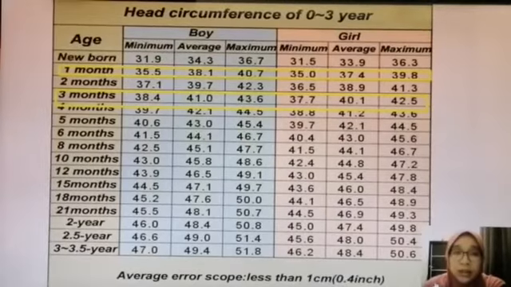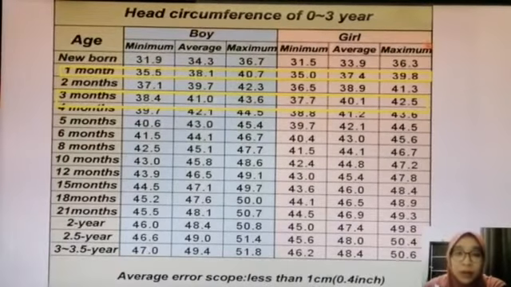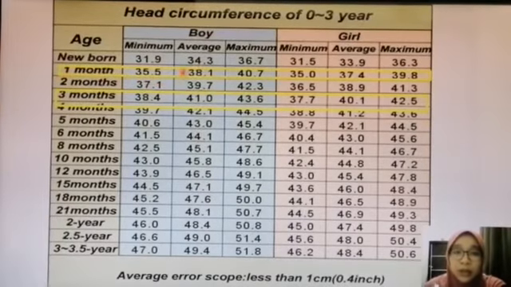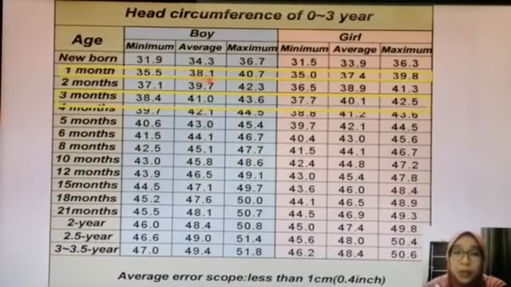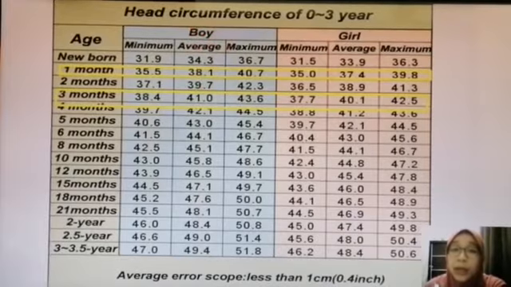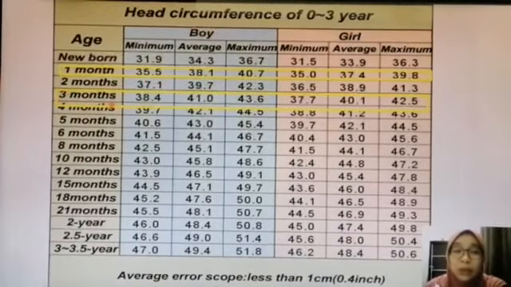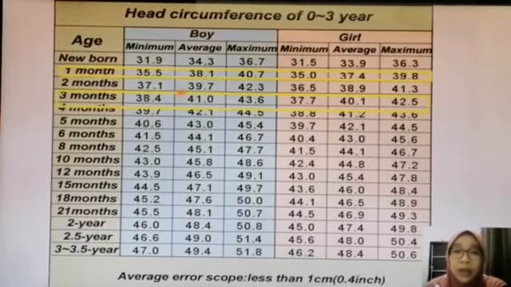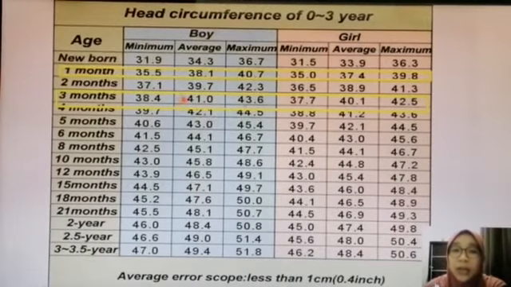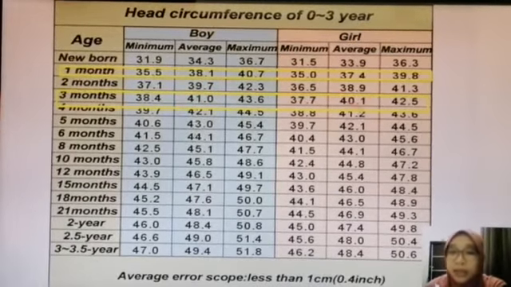This is the head circumference for the average in 1 month. The baby will have 38.1 head circumference for baby boy and 6.4 for baby girls in 3 months old. The average for boy is 41 centimeters and for girl is 40.1 centimeters.